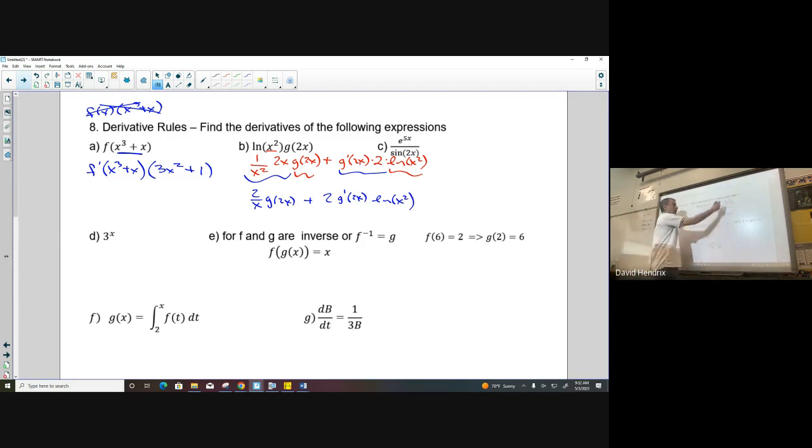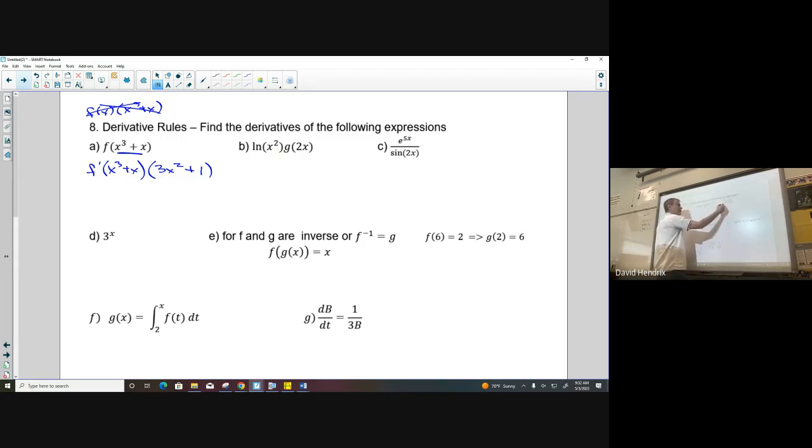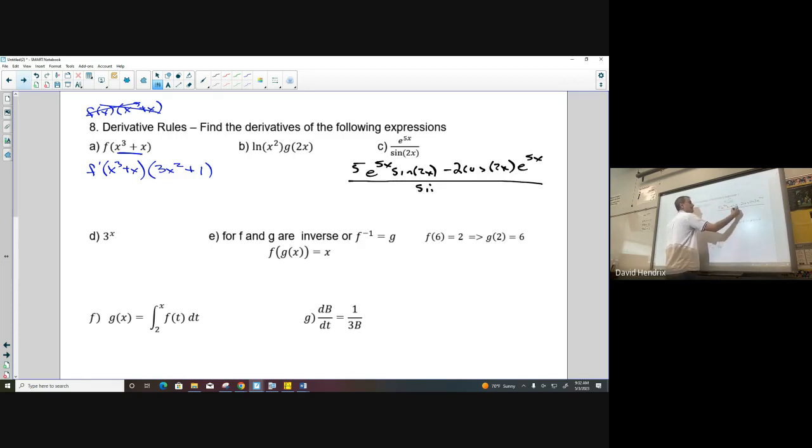All right, what about C? What are we going to do on that one? Quotient rule, right? So we're using the quotient rule on this question. And so the quotient rule tells us we take the derivative of the numerator, e to the 5x, times 5 times the denominator, minus your derivative of the denominator, which is going to end up being cosine of 2x times 2 e to the 5x, all divided by the denominator squared. Okay, so your derivative of the numerator times the denominator minus the derivative of the denominator times the numerator, all divided by the denominator squared.